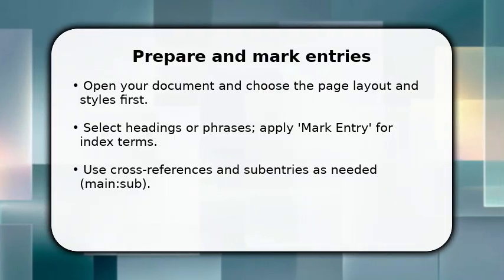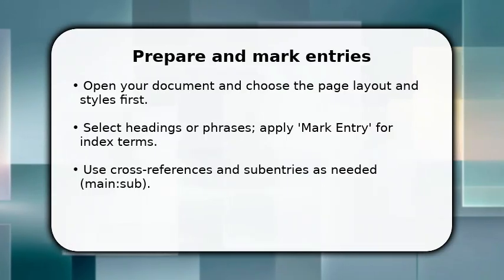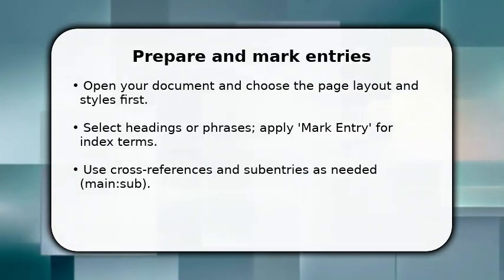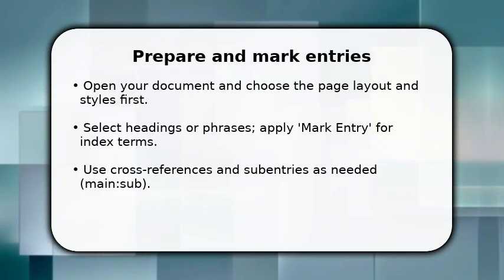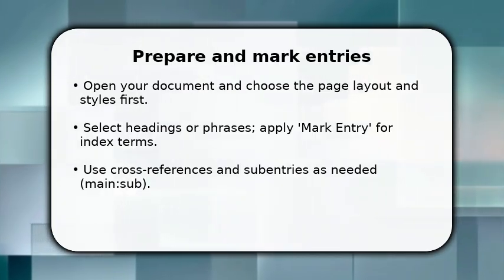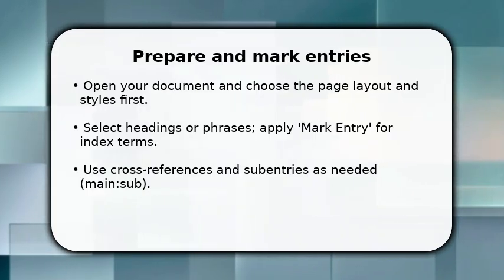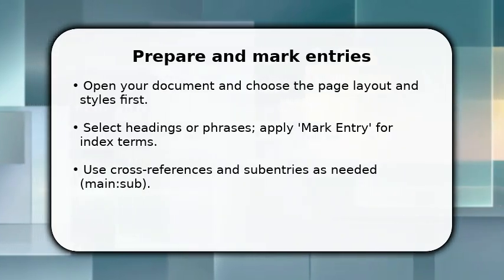You start by preparing the document so Word can build an accurate index. First, apply consistent heading styles and decide which phrases matter. This ensures automation works. Next, highlight a term and use References, Mark Entry to tag it.